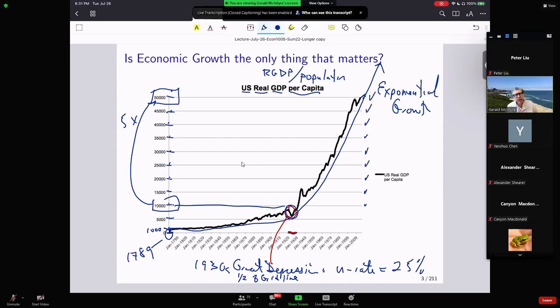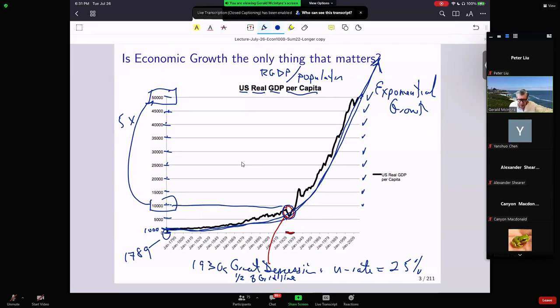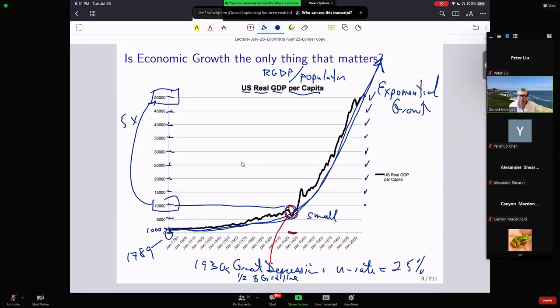People have pointed out that this upward sloping exponential explosive growth, like a rocket ship taking off, completely overwhelms the Great Depression. The Great Depression is small in comparison. And that's the notion that economic growth overwhelms even the worst short-run economic calamities. As long as the growth process continues, the economy will grow its way out of calamities.